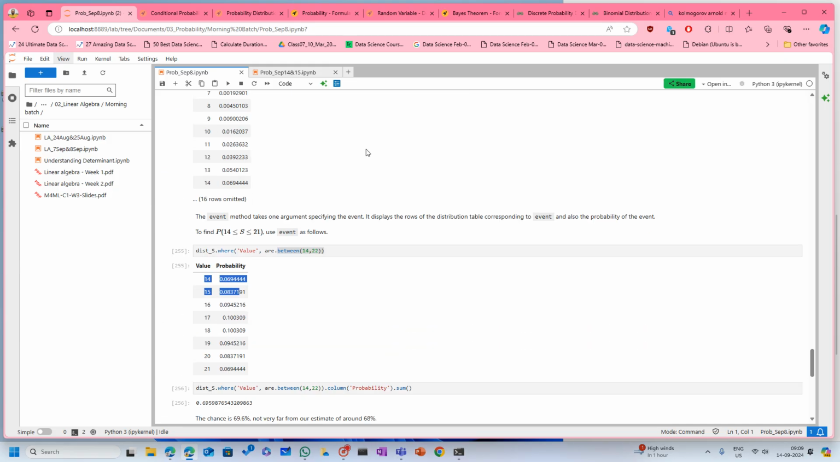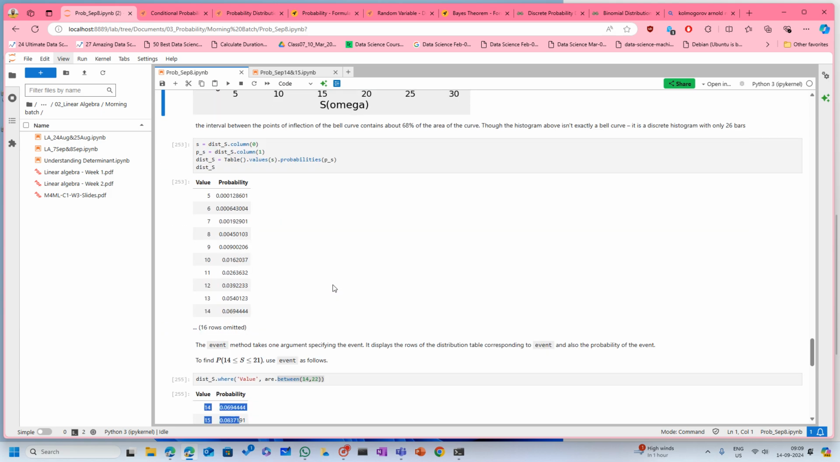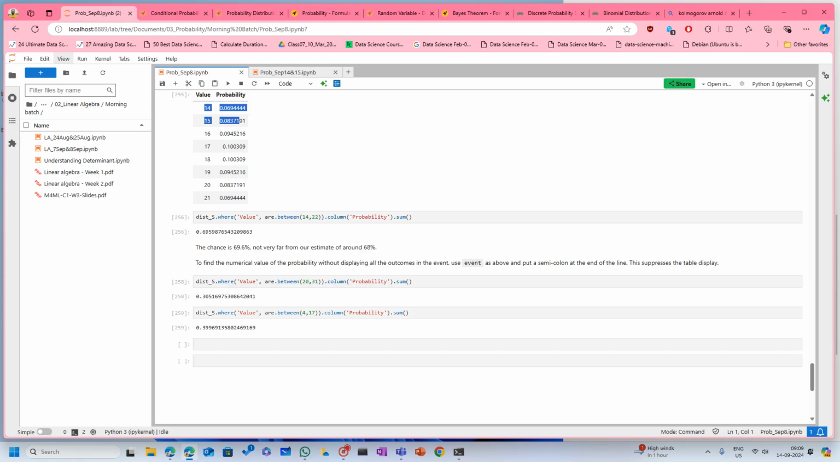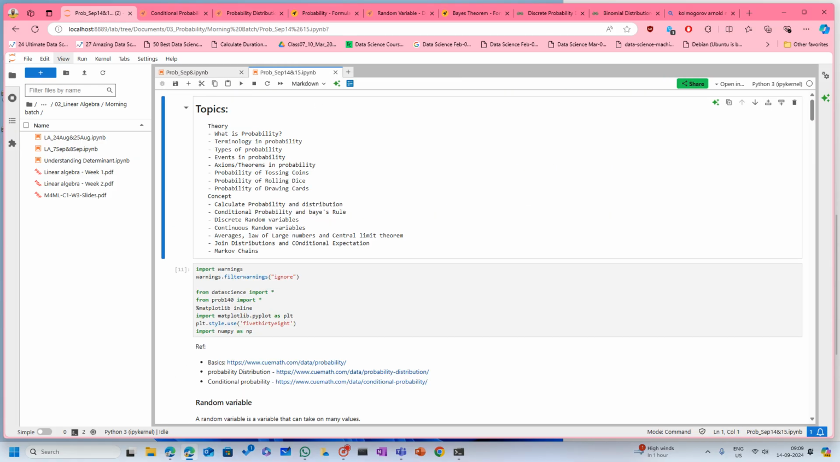Is this clear, how to understand the probability distribution diagram? Yes. Okay, fine. So now we will move on to the next topic.